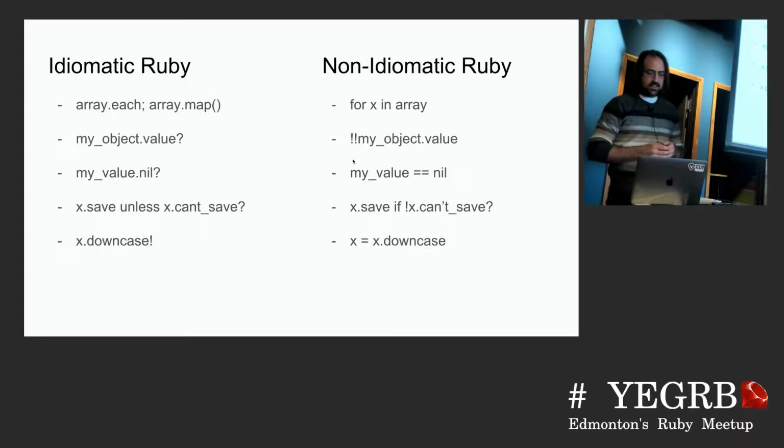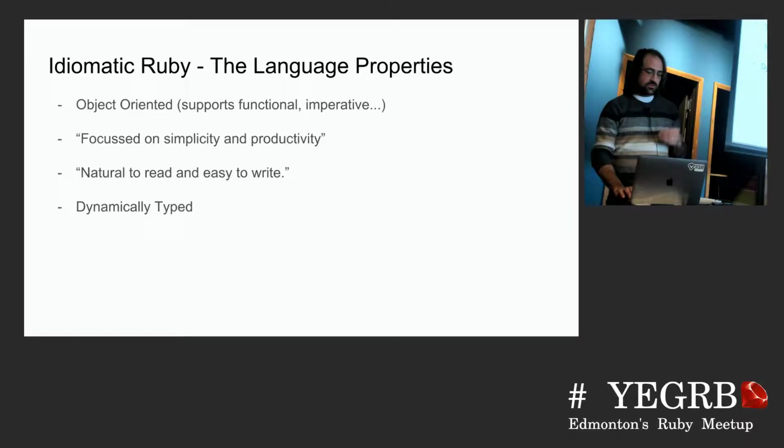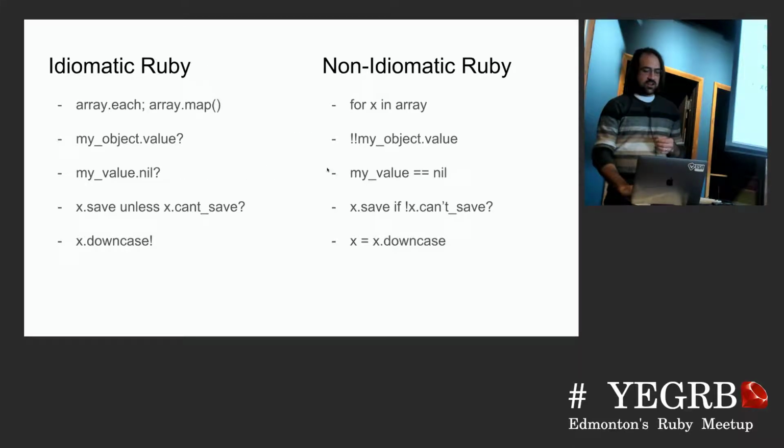On the next line, the myValue.nil, Ruby is very focused on trying to make things readable, right? I think if we go back, natural to read and easy to write. So you can almost hear this. It's like, nil? Is that nil? Right? The question mark is just really communicative. Versus doing something like myValue equal nil. Rails extends a bunch of these as well, where you have dot present and stuff like that.